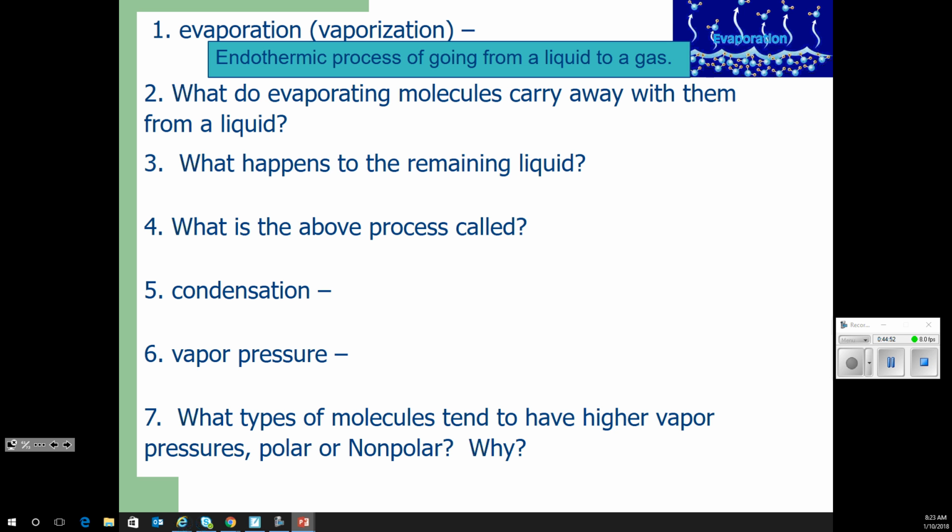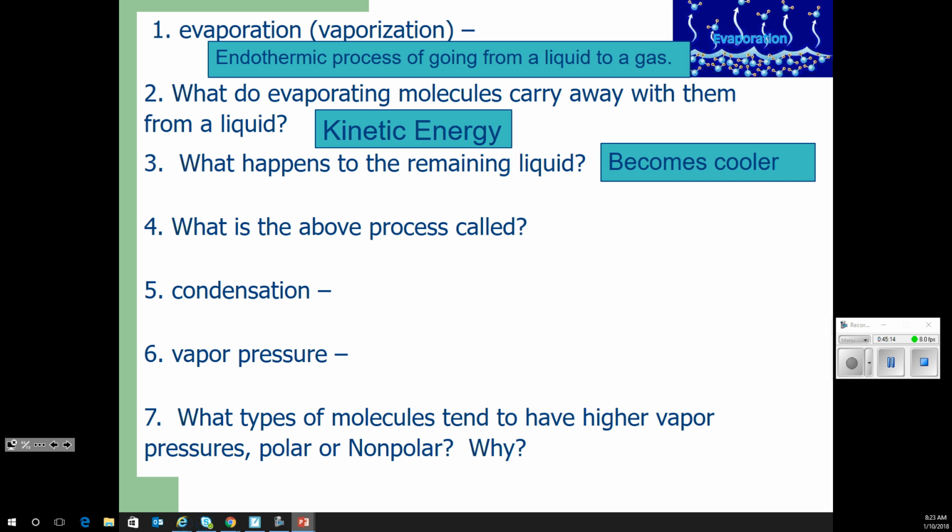So evaporation or vaporization is an endothermic process of going from a liquid to a gas. What do evaporating molecules always carry away from a liquid? Kinetic energy, or energy. So as they leave, they're taking energy with them, and what's left behind is cooling. What happens to the remaining liquid? It becomes cooler. The process above is called evaporation or vaporization.